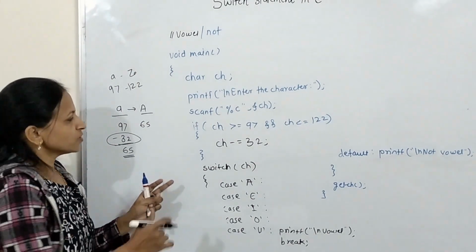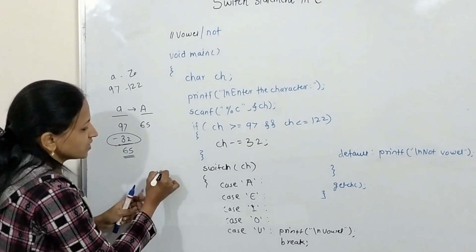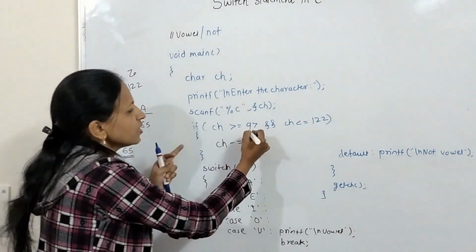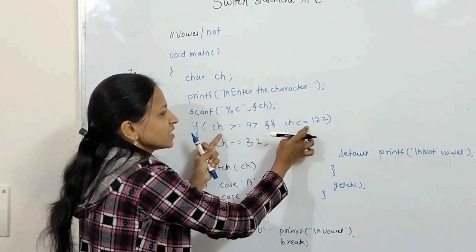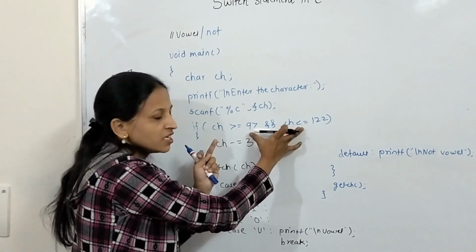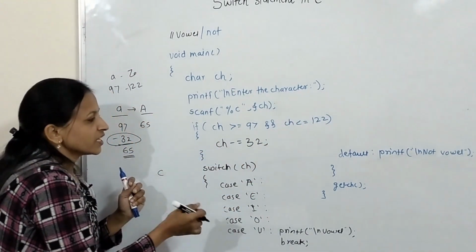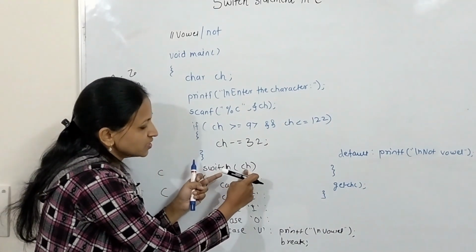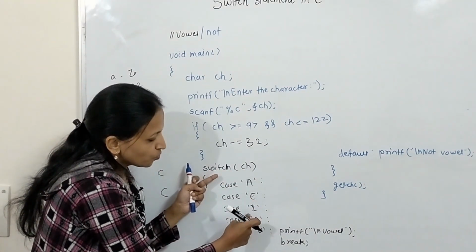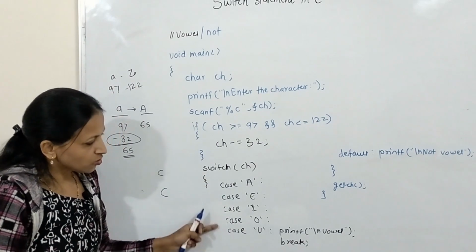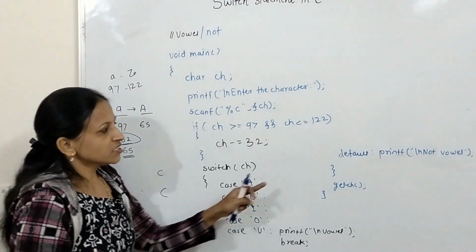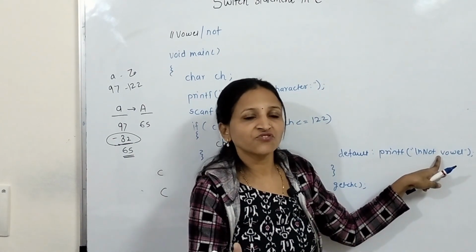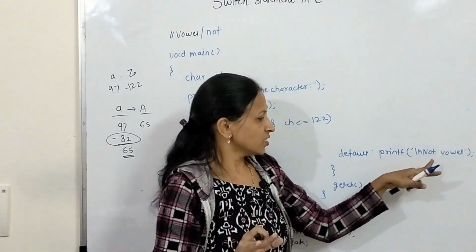Now suppose the user has entered a character, let it be small c, then what will happen? It will come here, and it is between 97 and 122, so that ch will get converted to capital C first. Then it will check in switch ch whether it is matching. No, here no match will be found. That's why the default case will get executed and the not vowel message will be displayed on the screen.